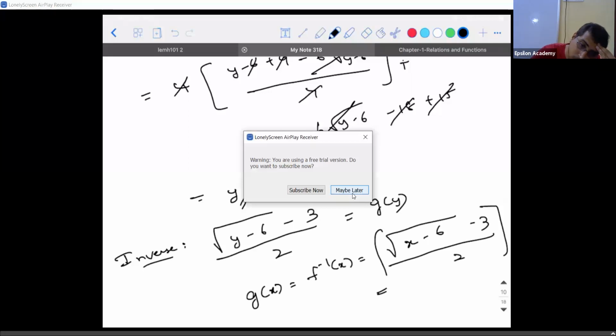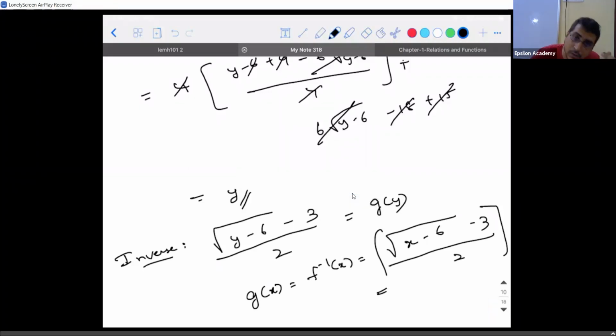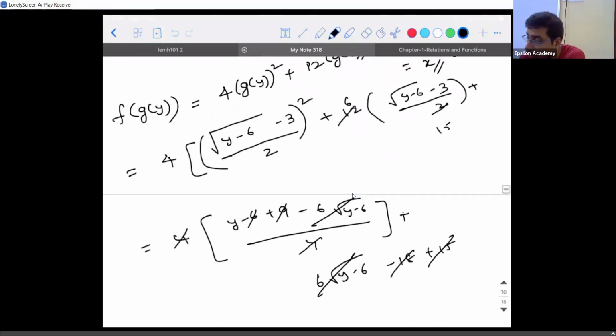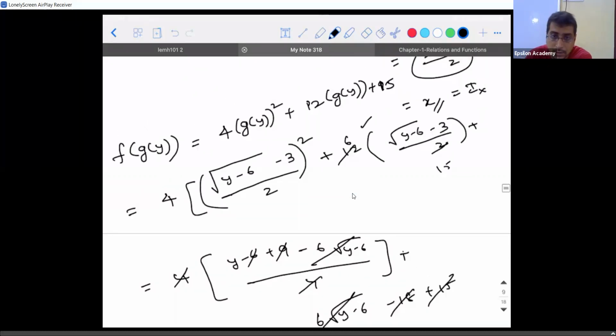I didn't get that 12 into root y minus 6 minus 3 by 2. I didn't understand. There, g of y, I wrote the root of y minus 6 minus 3 divided by 2, and this will get cancelled, no? 2 and 12 will get cancelled. Question itself is 12 into g of y, right? Yes, sir. The calculation I didn't understand. How? You made a mistake, huh? I think so, sir. Check it once, no?